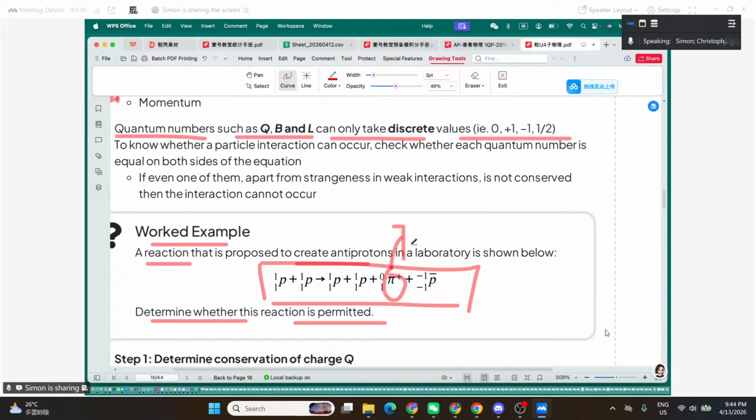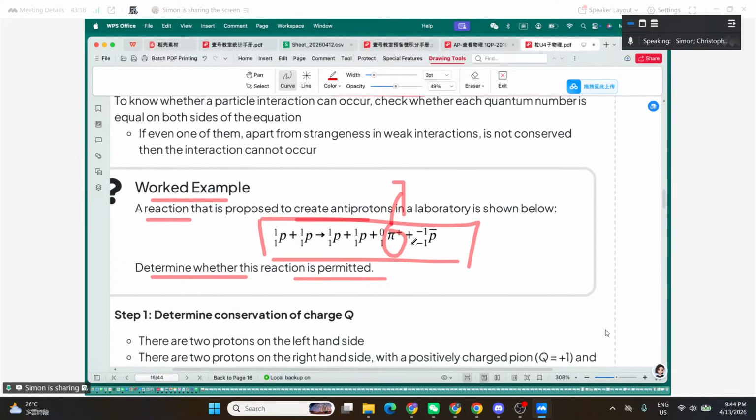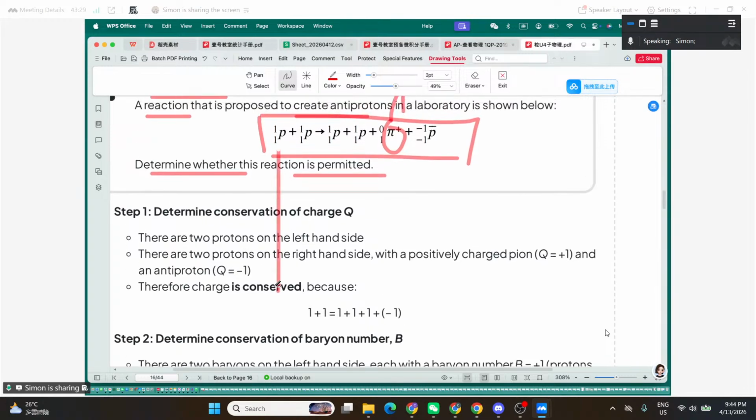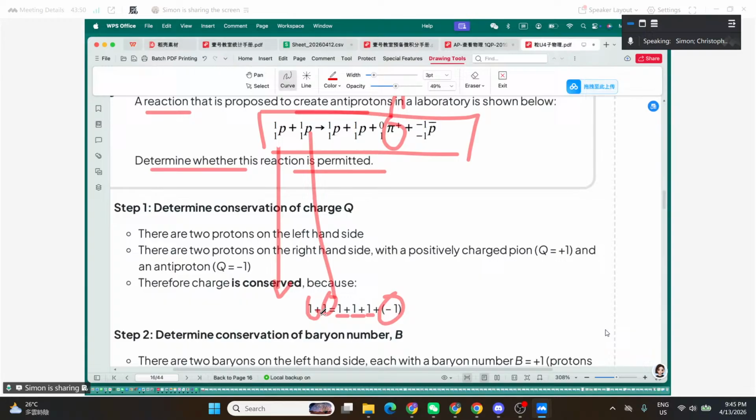Okay, so in this problem we use the conservation of charge. First let us determine the conservation of charge. We know the proton's charge is positive one, and the other proton is also +1. On the right side of the equation, this one is +1 and one, and this one, because the pion is negative, is -1. Understand? So we found that charge is conserved.